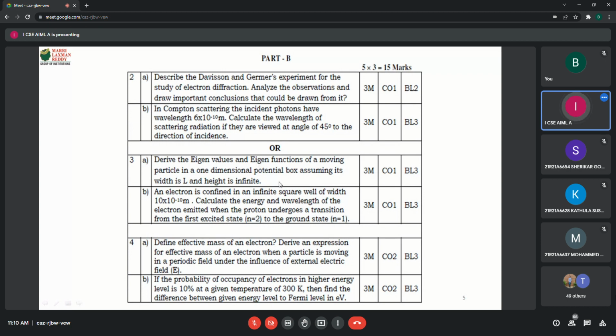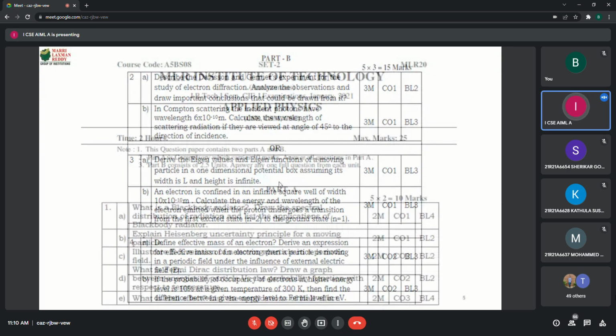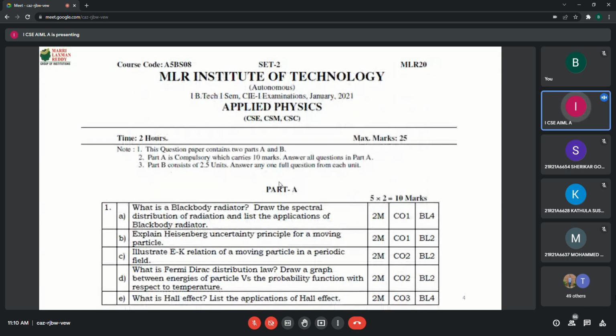Is it clear? Set 1 and Set 2, if you take overall, what you have observed, two things you have to observe. First thing is what? By seeing the Set 1 and Set 2 question papers, what have you observed? I want your observations.